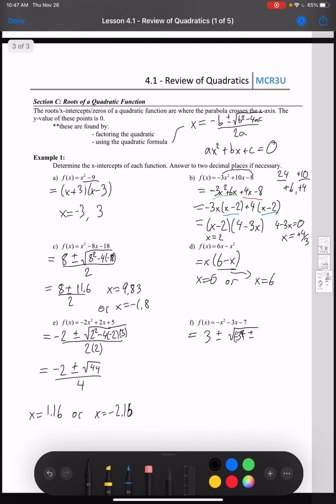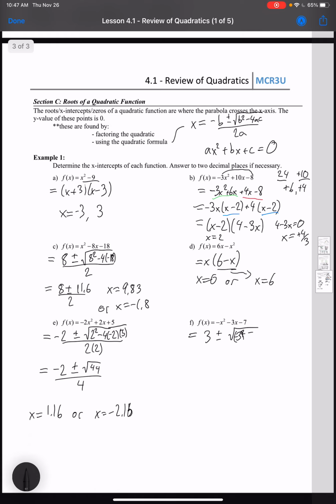Sorry, I just wrote plus or minus there, and that is definitely incorrect. So it's just minus 4 times our a value, which is just negative 1, times our c value, which is negative 7. Okay, that's all over 2 times negative 1. Sorry, it's a little bit of a mess, but what you should get when you simplify things, you'll get 3 plus or minus the square root of negative 19 is the key, over negative 2.